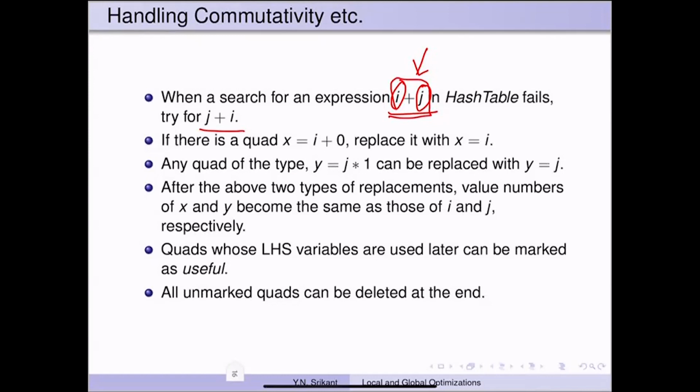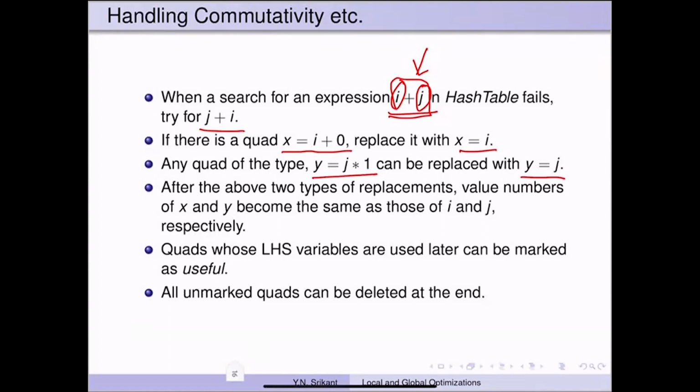So this is the use of commutativity of the plus operator. Similarly, if there is a quadruple x equal to y plus 0, we don't have to leave it as it is. We can replace it with x equal to y because 0 is an identity for addition. Then y equal to j star 1 can similarly be replaced with y equal to j. You may think that these are all very trivial things. Yes, they are, but the compiler must do it because the intermediate code generation process might have introduced such quadruples, okay, in abundance.